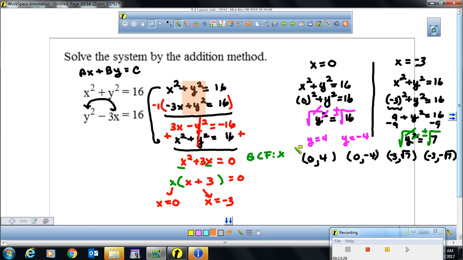And this completes the problem. These are the 4 points of intersection of these two equations. Remember that you can always check your solutions by substituting these values into both equations and seeing if this equals 16 and if this equals 16 as well.